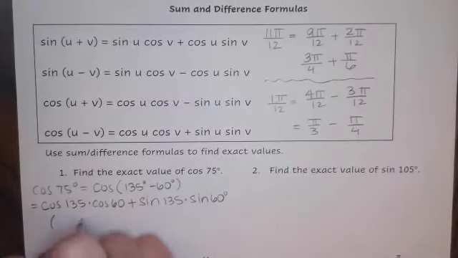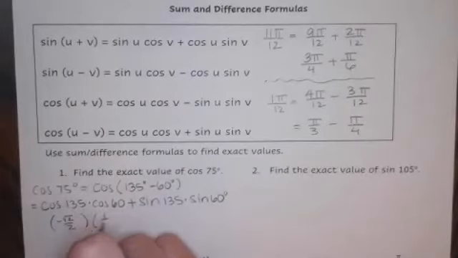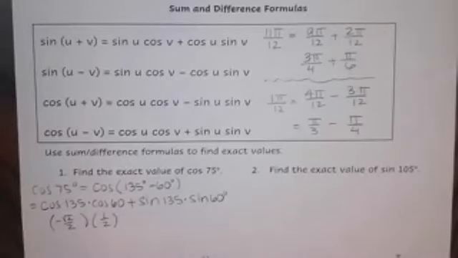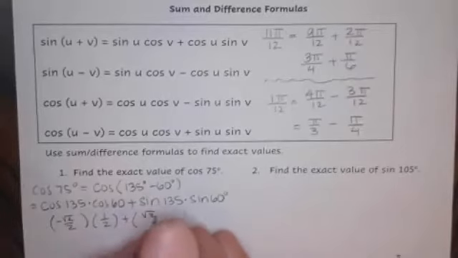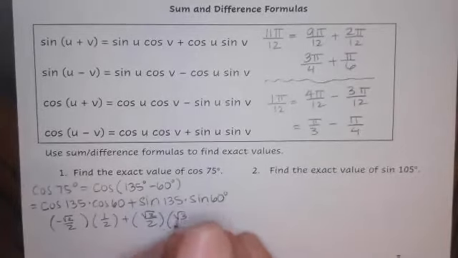So cosine of 135, that's the x value of 135. That's going to be negative root 2 over 2. And then cosine of 60, that's 1/2. Sine of 135, that's root 2 over 2. And sine of 60, that's root 3 over 2.